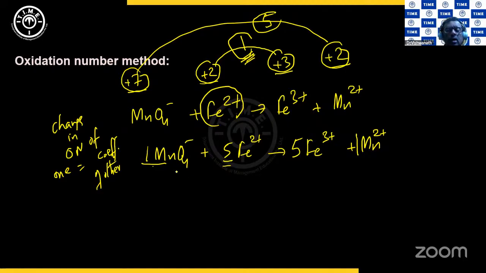Next thing is, look at the oxygens. How many oxygens are there? There are 4 oxygens here. There is no oxygen here. So I'll put simply 4H2O. Because what we said, to the side deficient in oxygen, put H2Os. If there are 4 oxygens deficient, add 4H2O.